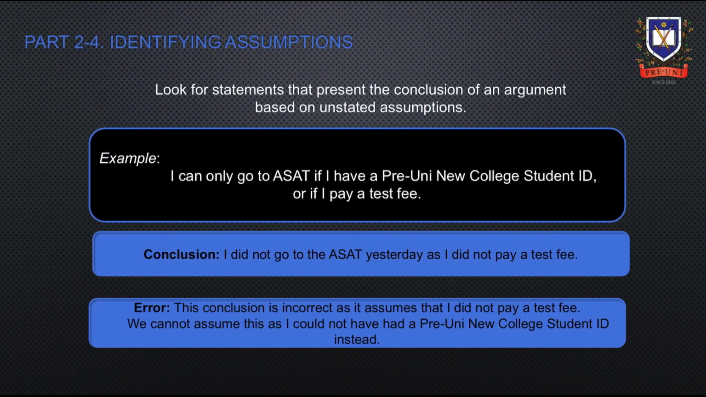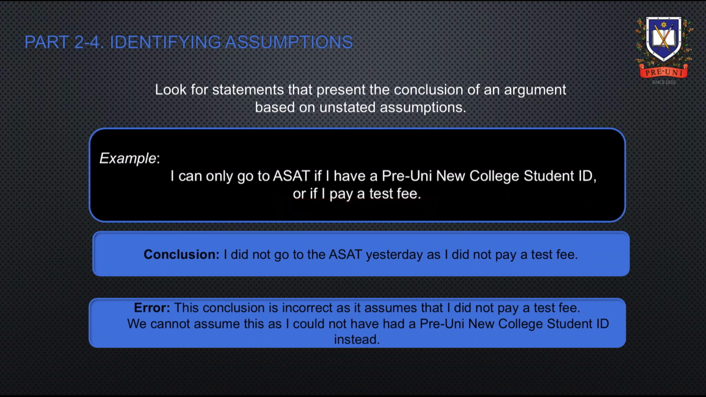Identifying assumption questions present a number of conclusions which are typically assumptions based off the given argument. These are similar to drawing conclusions. However, the answer options require critical thinking of unstated assumptions. For example, a given argument would be, I can only go to ASAT if I have a Pre-Uni New College student ID, or if I pay a test fee.